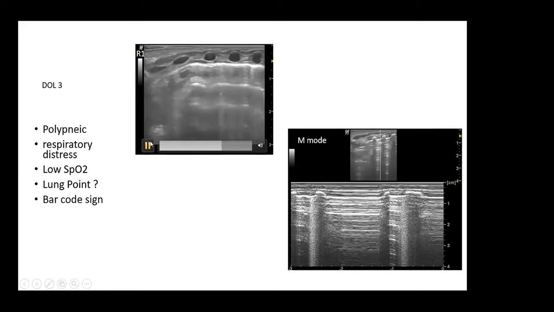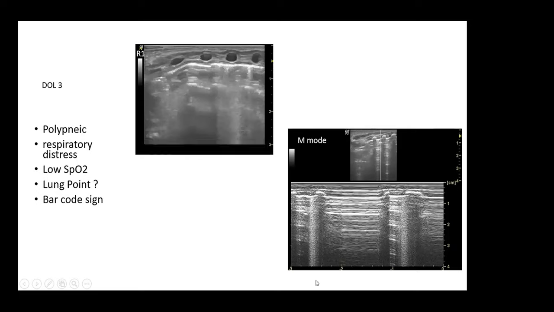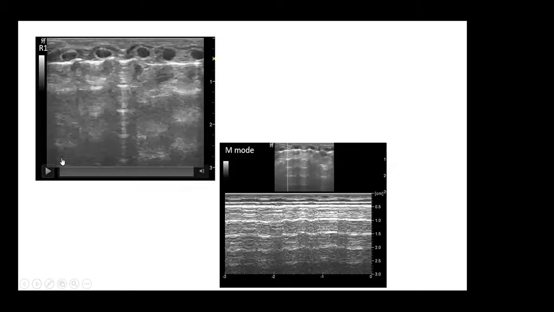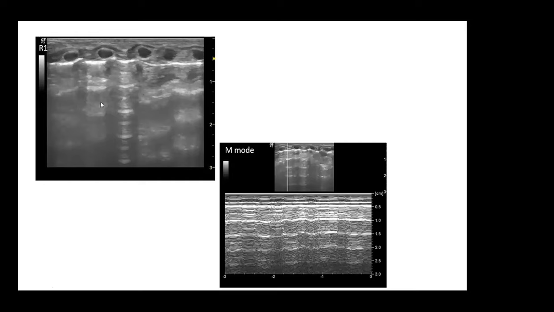And here I was a little in doubt if there was a lung point here because this was not sliding so well. I did the M-mode, but I was a bit confused because I don't know if this was a barcode sign or not. I was starting ultrasound. I was not so confident. So I tried again in another mode, and I think this is more clear that we have the lung point. This is sliding and here not sliding so well. And the M-mode, I think here is more clear, a barcode sign. Absolutely.